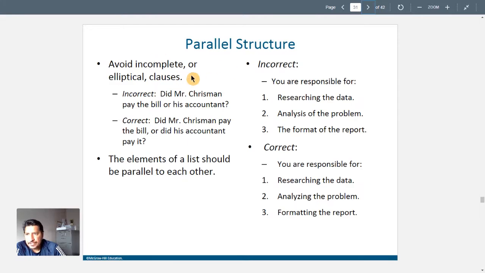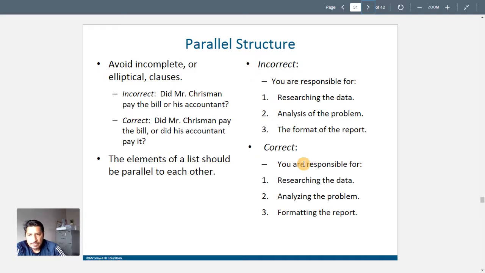See, avoid incomplete or elliptical clauses. Incorrect: did Mr. Chrisman pay the bill or his accountant? Correct: did Mr. Chrisman pay the bill or did his accountant pay it? See the question mark, you're asking. You want to confirm whether that has been done.